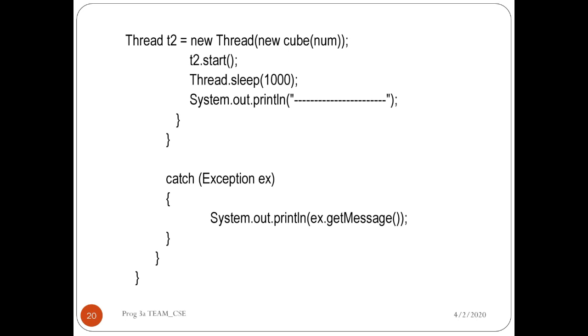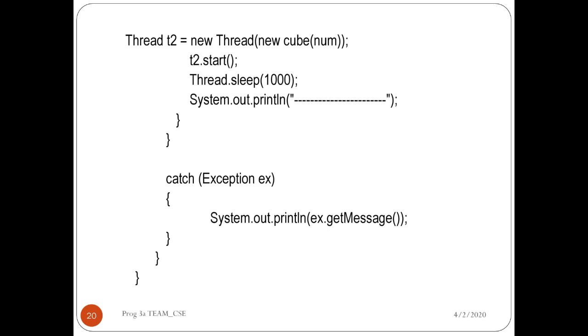Next slide please. Next, one more thread, thread 2, is going to be created. That is, Thread T2 = new Thread(new Cube(number)). Thread 2 is created to execute another thread called cube of a number. Right? So it is going to handle the cube of a number. In the next line we use T2.start, which starts the cube thread, where for the given number the cube is going to be calculated.